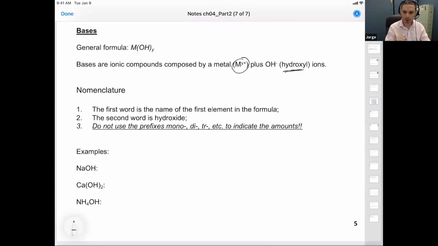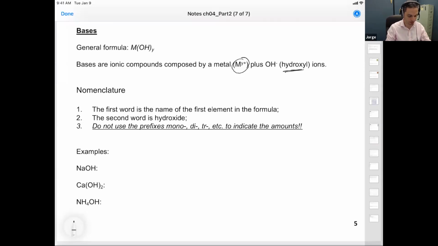Nomenclature is pretty simple. The first word is always the name of the first element in the formula, and the second word is hydroxide, and that's it. Do not use the prefixes mono, di, tri, etc. to indicate the amounts. It's not needed for bases. So let me show you 3 examples here and how to name them.